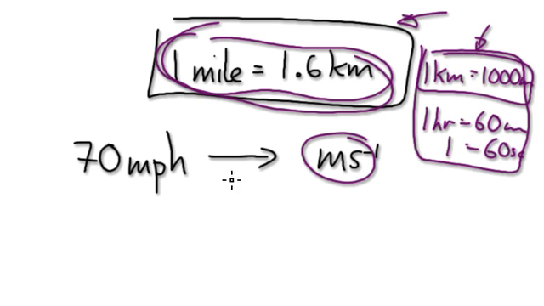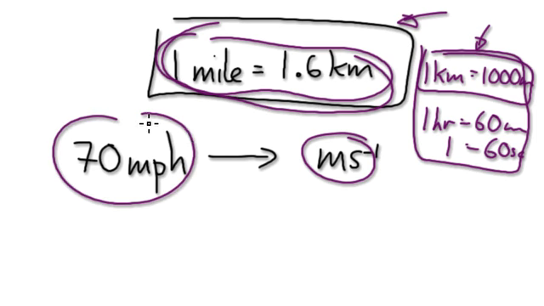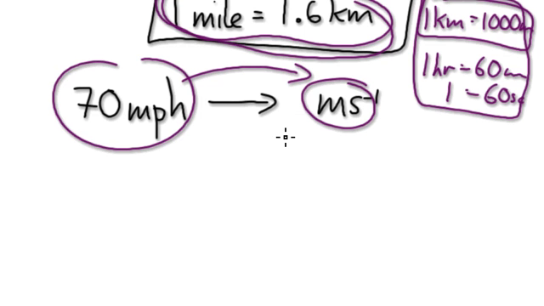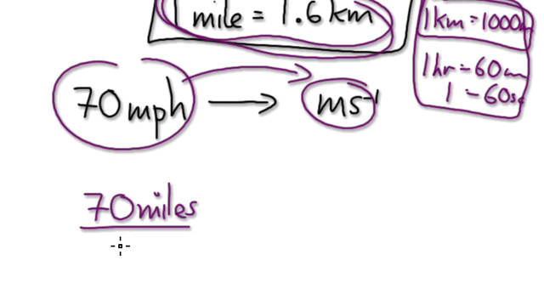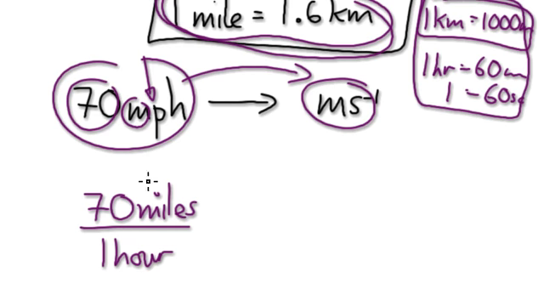Well, anyway, 70 miles per hour. Let's somehow get this and turn it into meters per second. You can visualize it like this. 70 miles per hour means you can do 70 miles in 1 hour. That's what it means. Per means for every one. So 70 miles, that's this here, per means for every 1 hour.